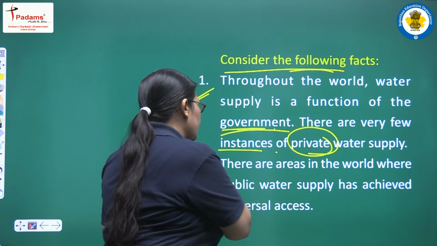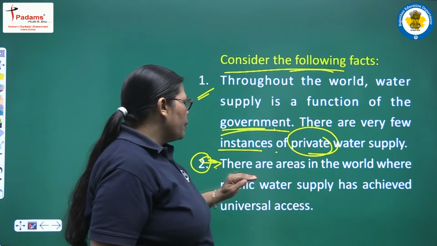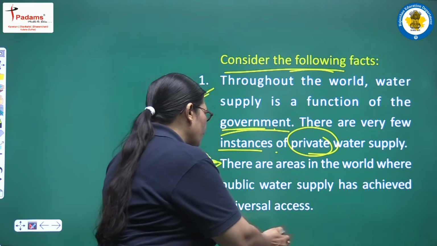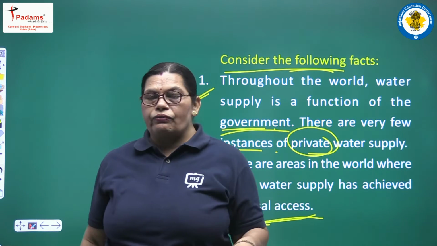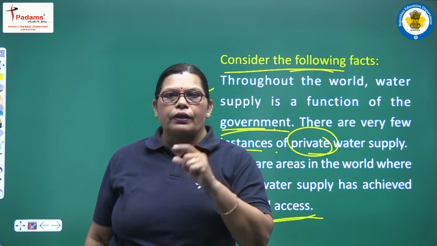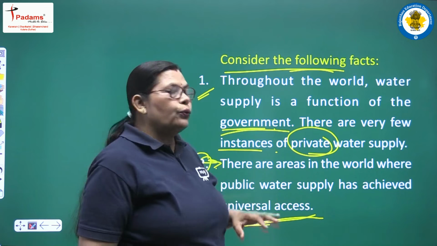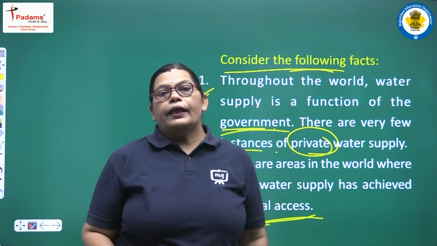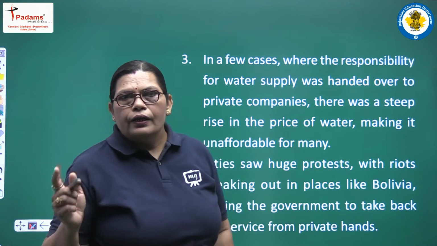The next point we are considering here: there are areas in the world where public water supply has achieved universal access. Yes, in most areas of the world, when we consider the situation of public versus private, what's the condition here? Public water supply has achieved universal access. It means that in a very proper way, water supplying facilities are going on.